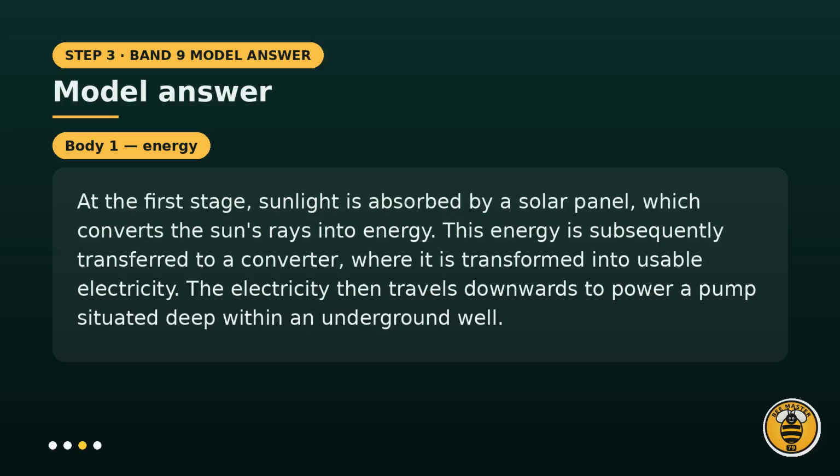Body paragraph 1. At the first stage, sunlight is absorbed by a solar panel, which converts the sun's rays into energy. This energy is subsequently transferred to a converter, where it is transformed into usable electricity. The electricity then travels downwards to power a pump situated deep within an underground well.